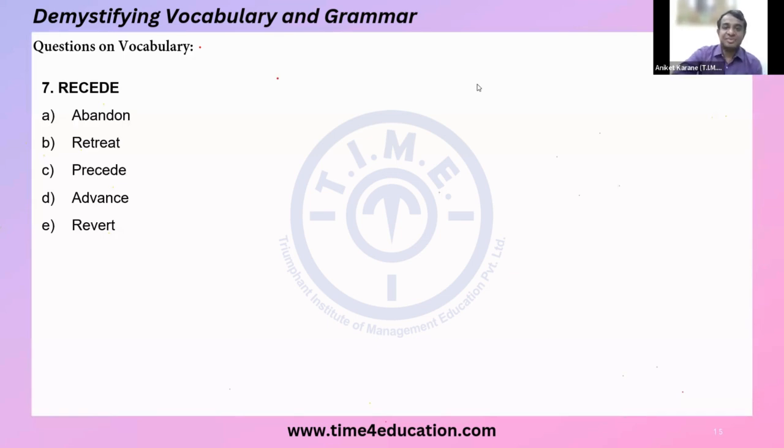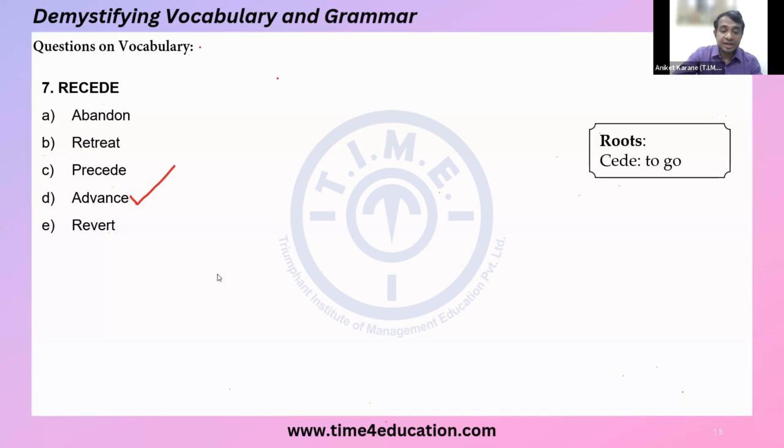So if you remember, we had reject as a word earlier. Re as a prefix we had used, remember? So root cede is to go. Re is to go back. So recede means to go back. So what would be the opposite of it? So the answer would be advance. Advance is to move ahead.